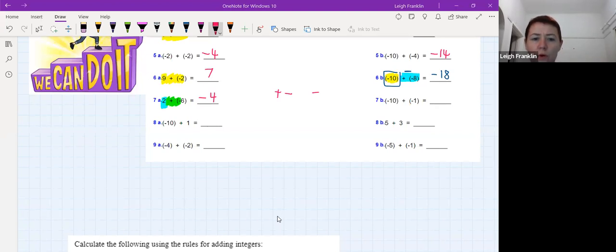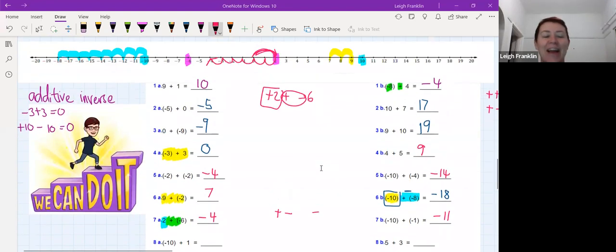Bonolo, please will you answer 7B for us? 7B is negative 11. It is, Bonolo. That's a lovely answer. Well done. That's great. You did that beautifully. I thought I was wrong. You're not wrong.